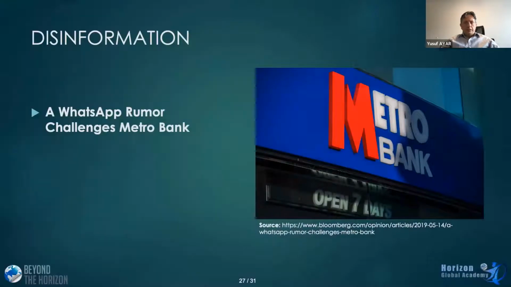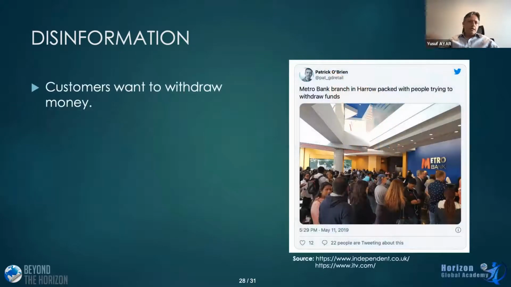An example: in a disinformation campaign from 2019, a WhatsApp rumor challenged Metro Bank in the UK. What happened next? Customers wanted to withdraw their money. Hundreds of Metro Bank customers queued outside some West London branches over the weekend, prompted by WhatsApp messages advising people to withdraw money from accounts and from their safety deposit boxes. For me, this is just a tiny example of how dangerous a disinformation campaign can be.